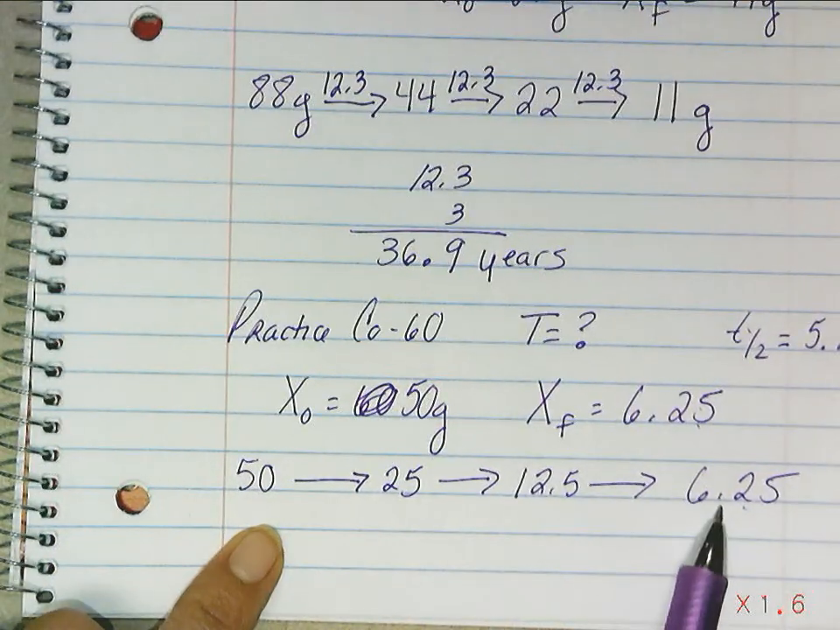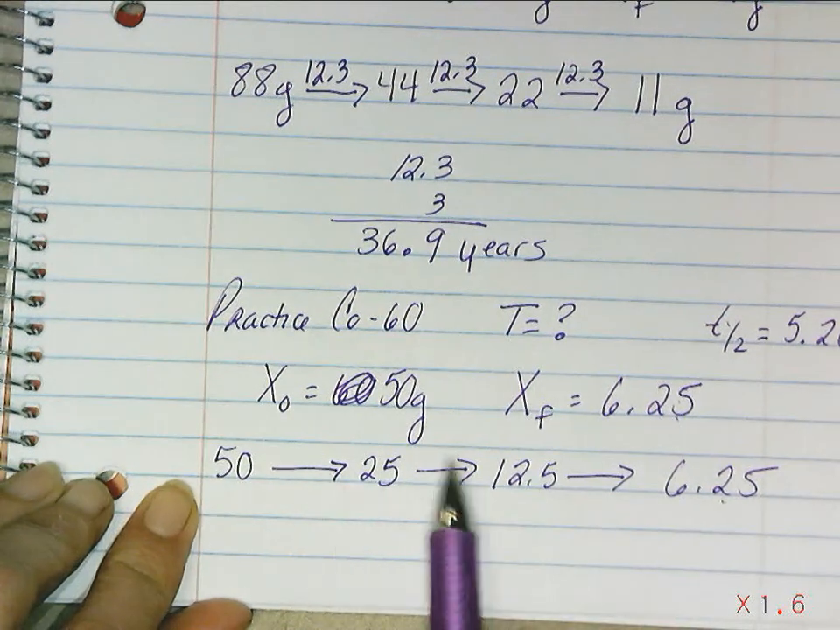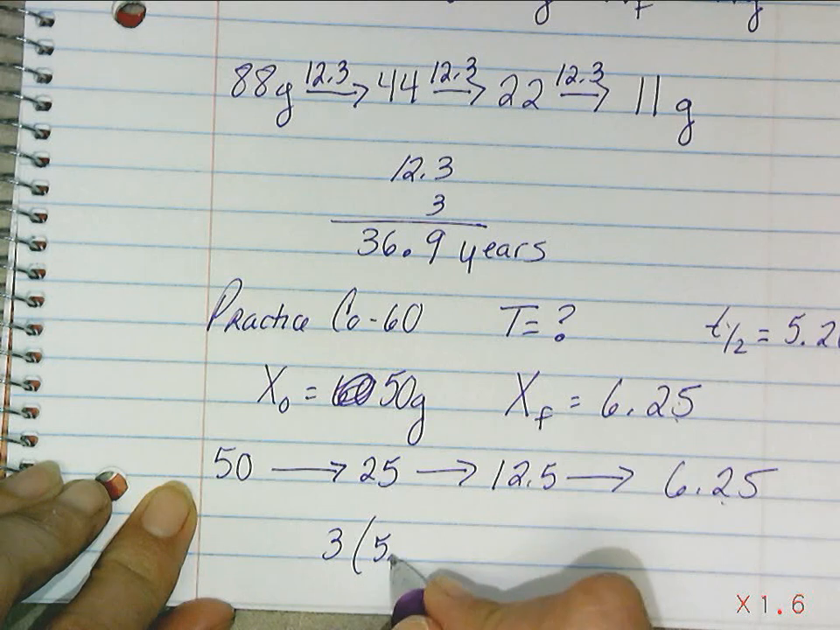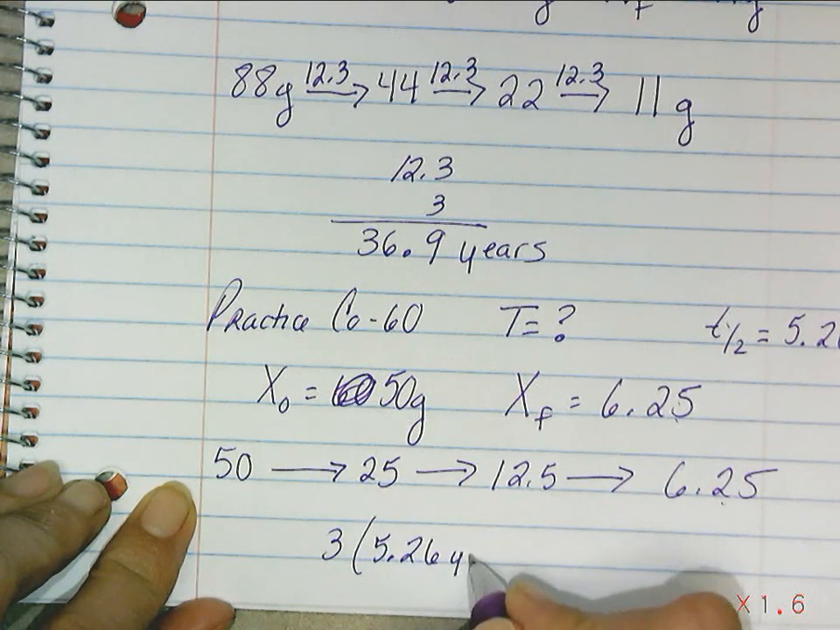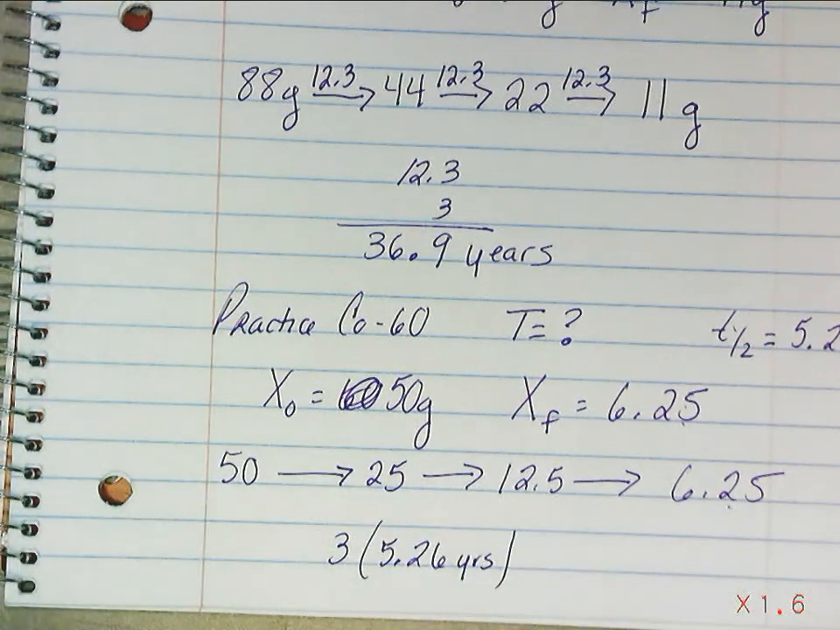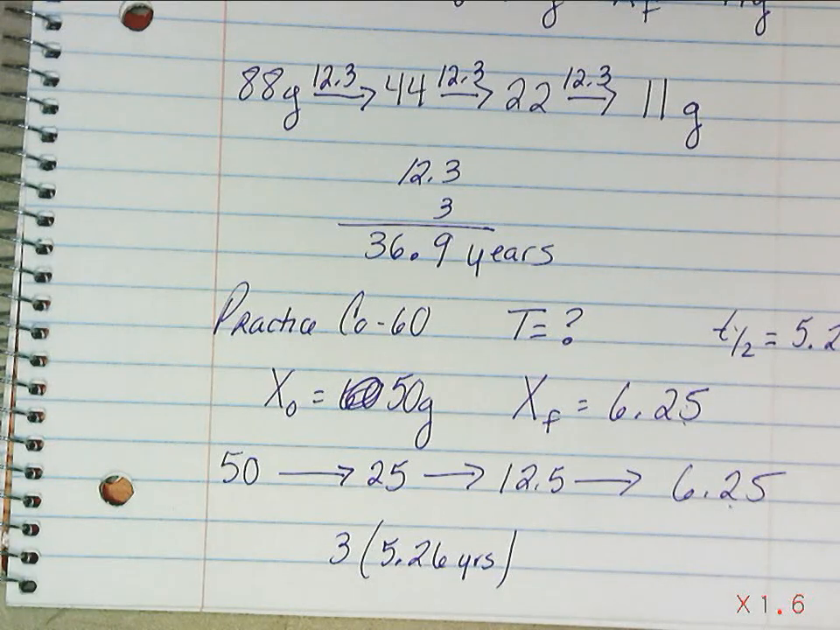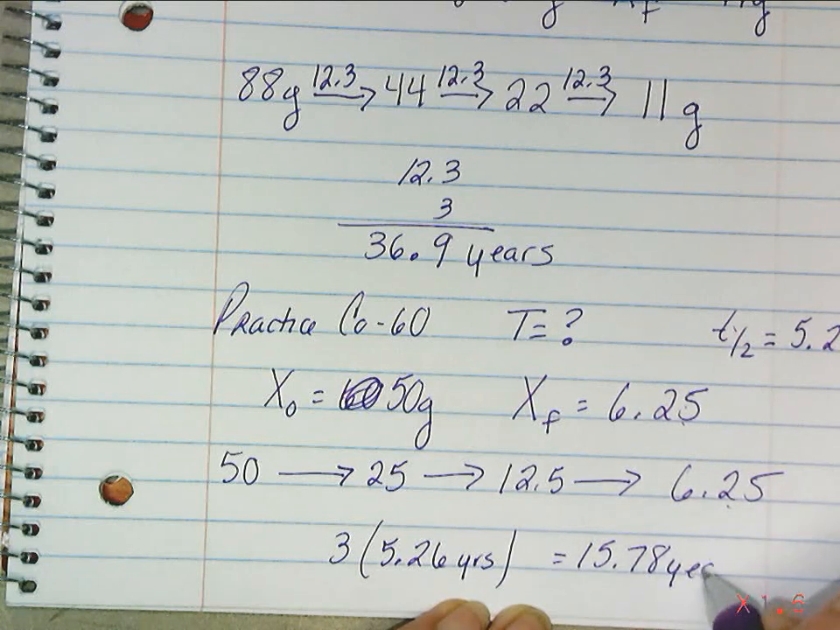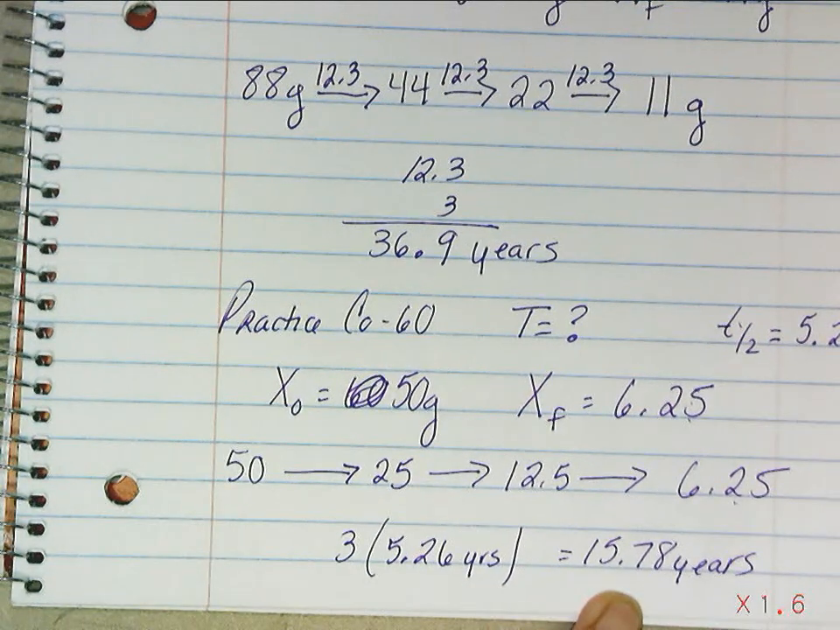How many half-lives occurred? 3. So it's going to be 3 times 5.26 years. You might want to calculate this with me. 3 times 5.26 gives me 15.78 years. That's how much time has passed.